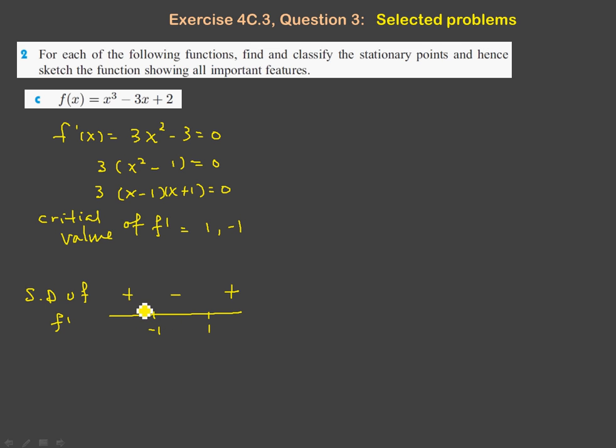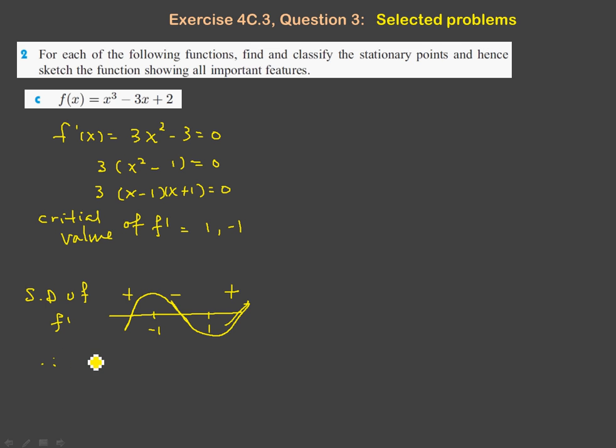So the positive means the tangent slopes upward, so before -1, part of the graph will always be like this. Negative is always like this. Positive again. So basically we're saying that the curve will look something like this, within these 3 intervals: before -1, between -1 and 1, and greater than 1.